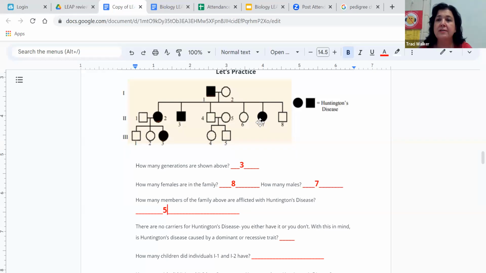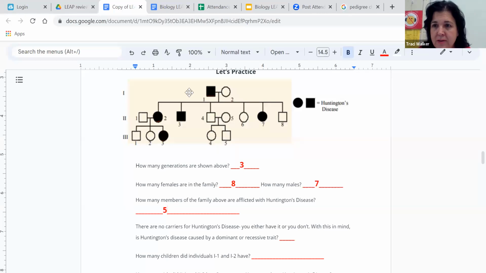So now let's look. The question we have to ask ourselves for dominant is, does every affected individual have at least one affected parent? And so let's go to each of the affected individuals. So here, this one is affected and her mom is affected. And then we have 3 affected individuals here in generation 2, and their dad is affected. So the answer to my question is yes, every affected person has at least one affected parent. So I'm thinking it's going to be autosomal dominant.